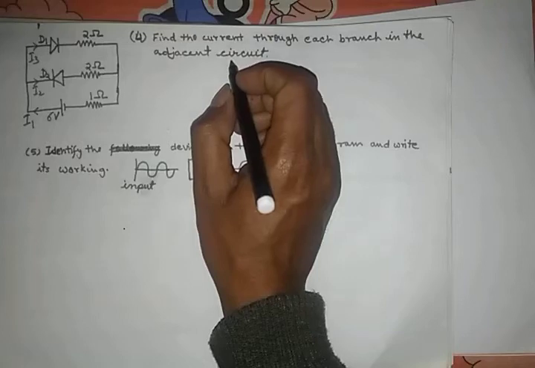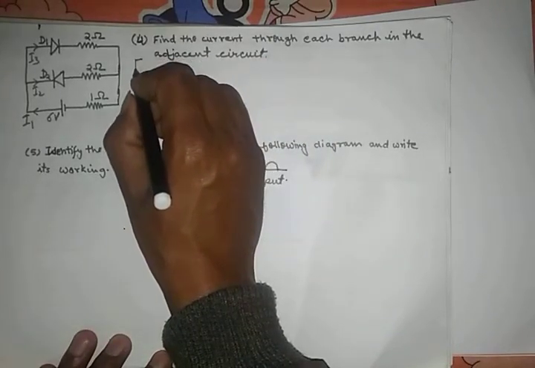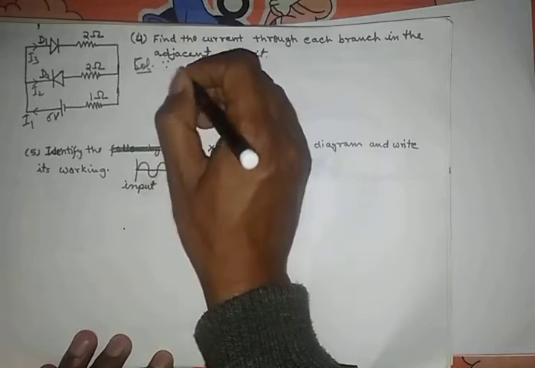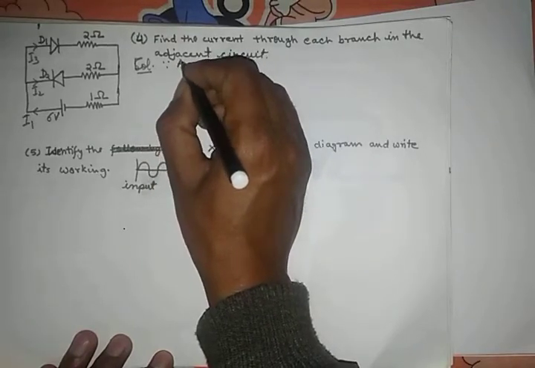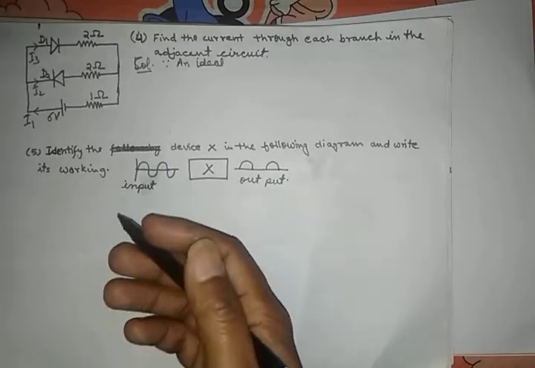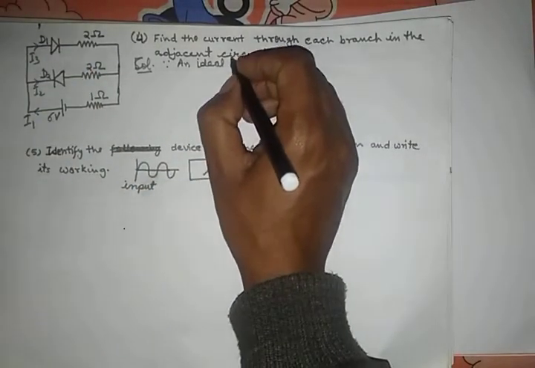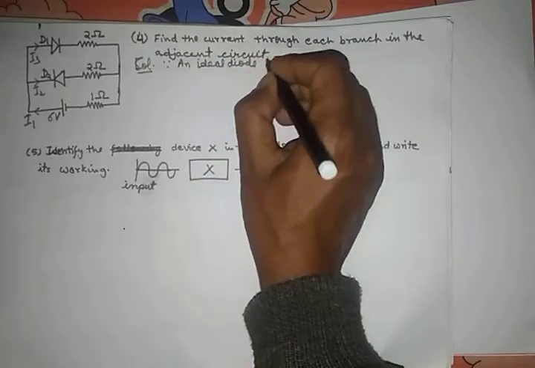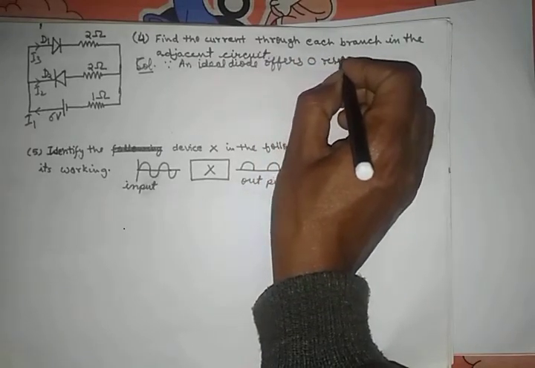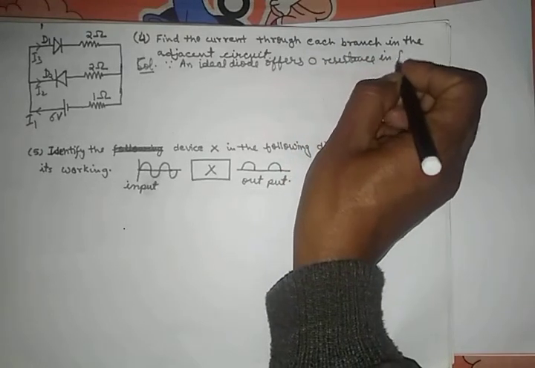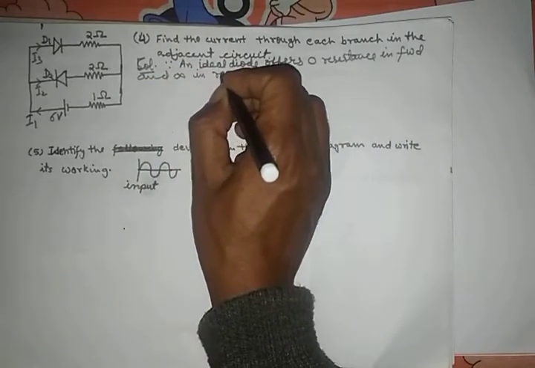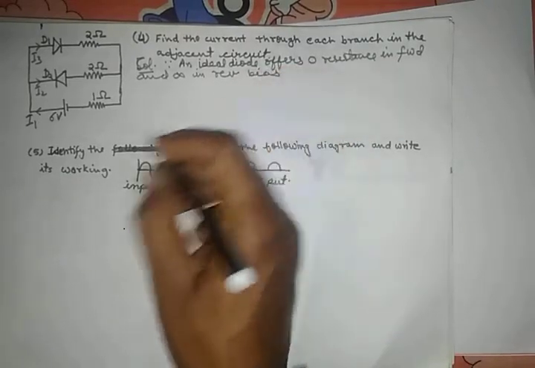So the solution is, since it is an ideal diode, actually they haven't said about this, but if they haven't given, we will consider it as an ideal diode. An ideal diode offers zero resistance in forward bias and infinite in reverse bias. So we will redraw the circuit.